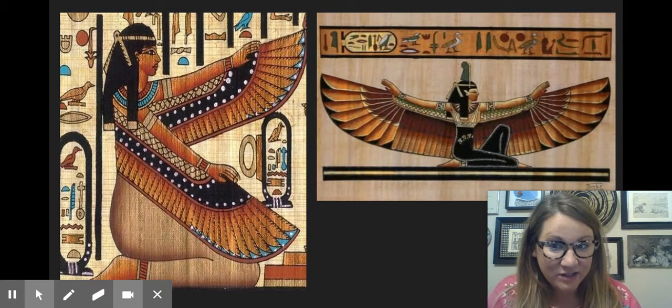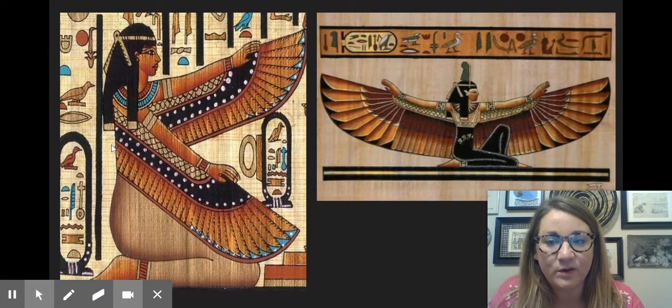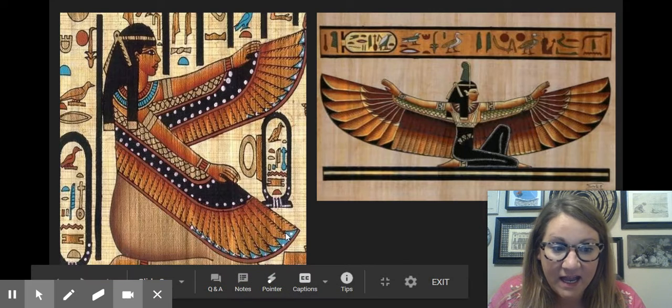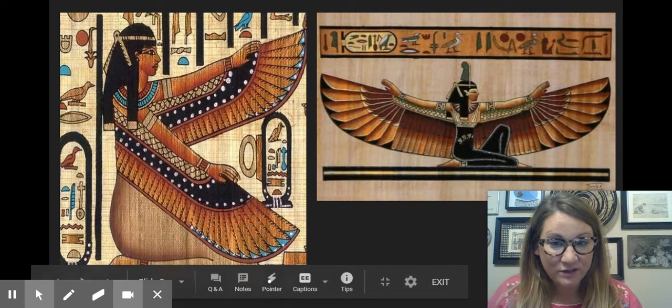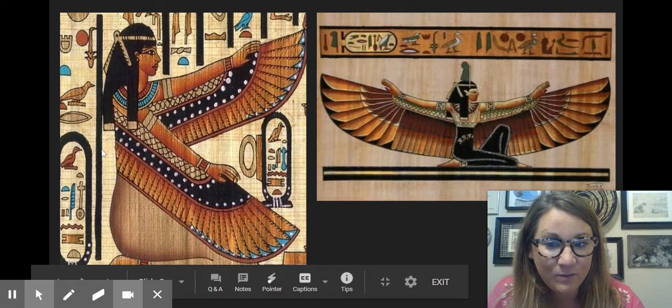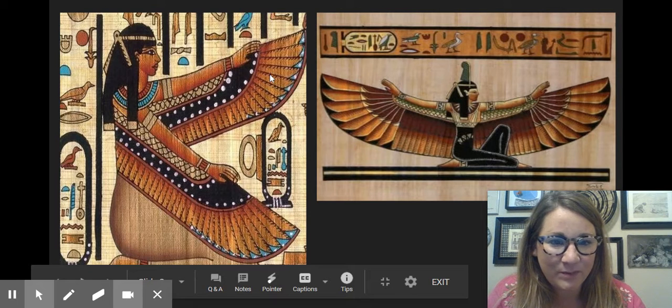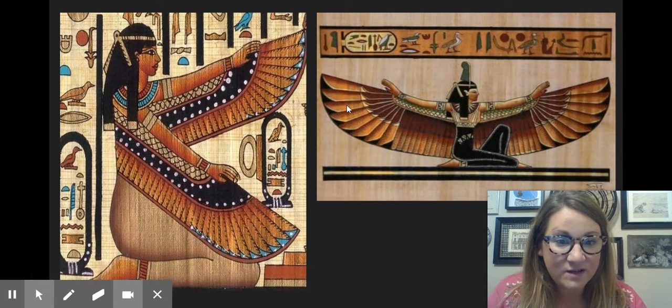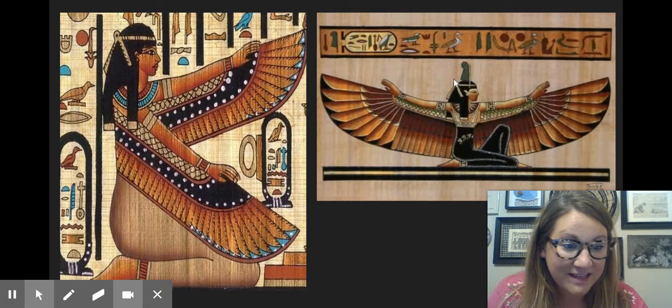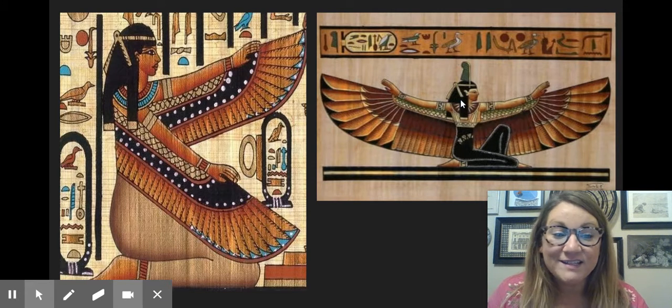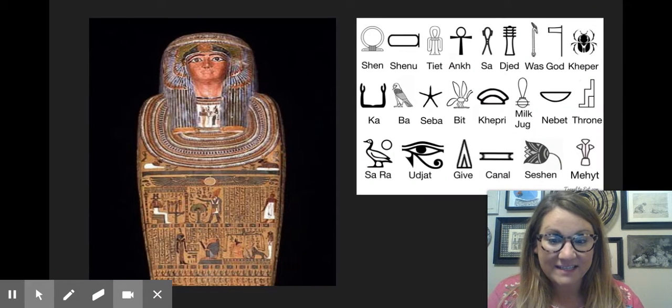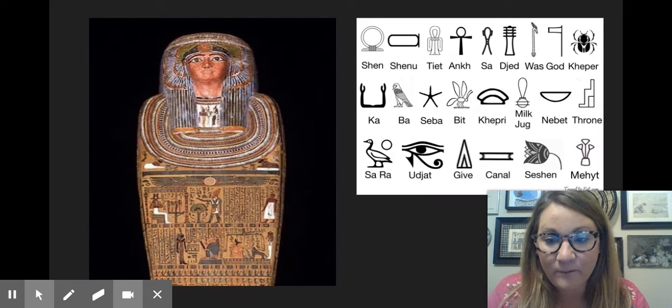Let's look at some pictures of her. You could draw her however you'd like. In this example over here to the left, she's sitting down and she has her arms sort of outstretched with her beautiful feathery wings, since her feather is so important. In this one, she's also kneeling down, but you can see all of her feathers stretched out with her arm, even her feather that she uses to make a decision about that person's soul. So somewhere on your sarcophagus has to be a representation of Ma'at.